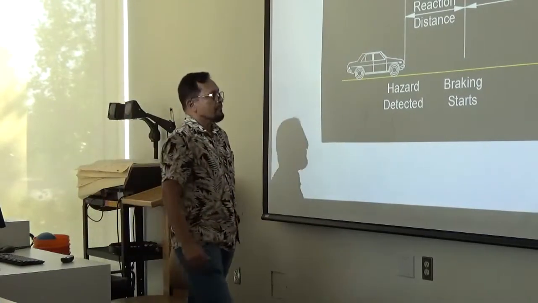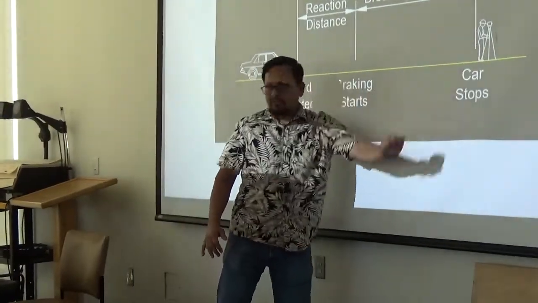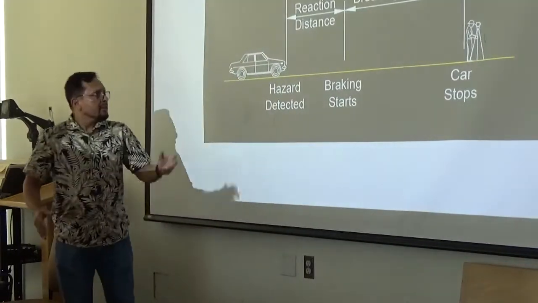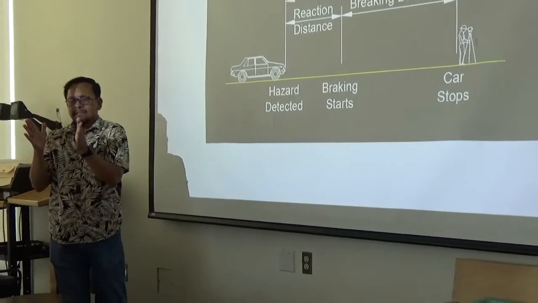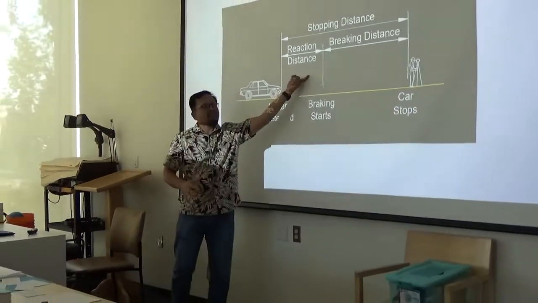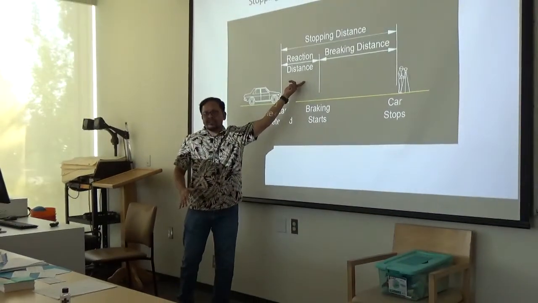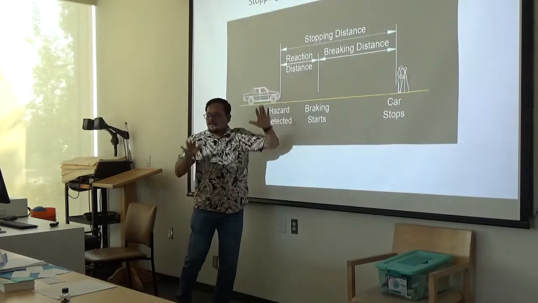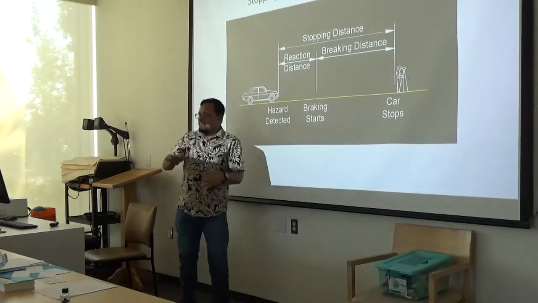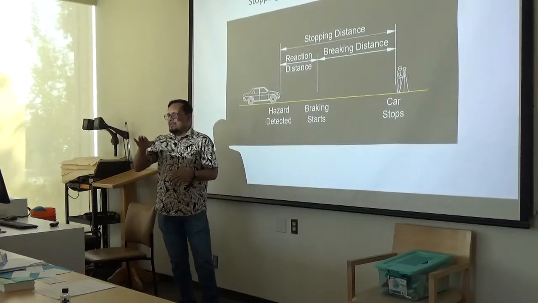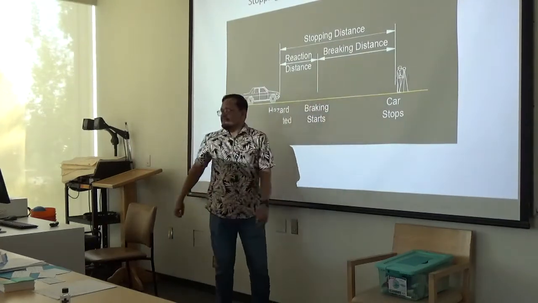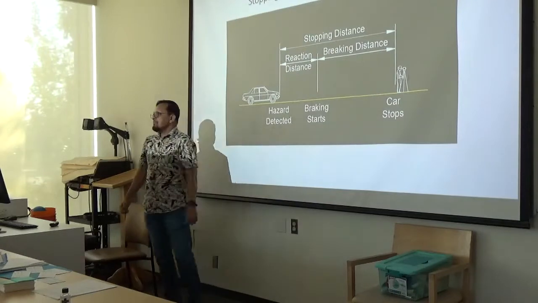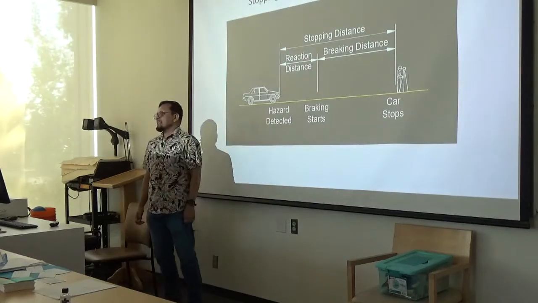If you see some hazard in front of you, what will you do? You need some time to react. And that distance is called reaction distance or perception distance. Then you put your brake. When you put your brake, the car will not stop immediately. It will go some distance. That is called braking distance. If you add these two together, that will give you the stopping sight distance.